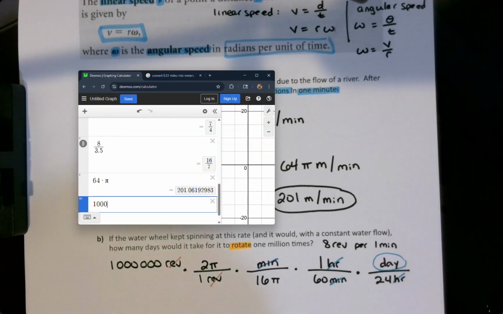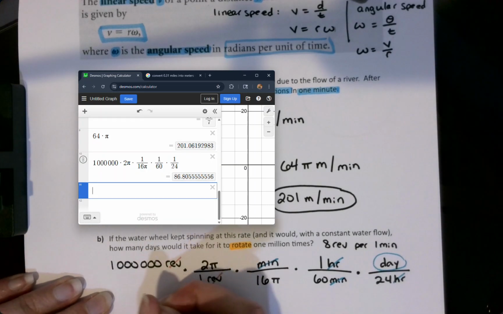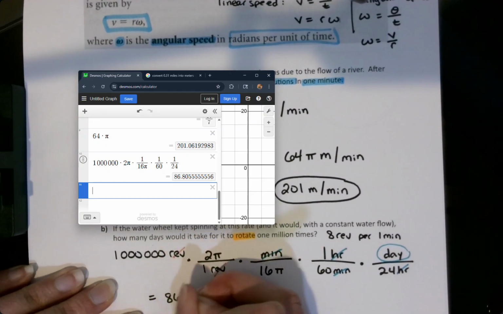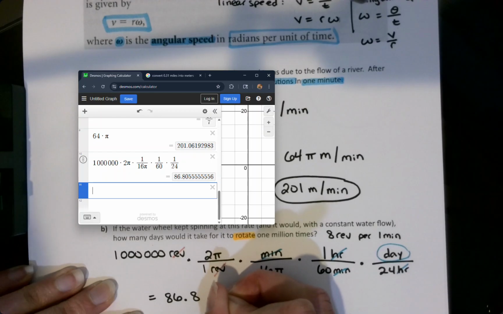I need to do the 1 million times 2 pi times 1 over 16 pi times the 1 over 60, and then finally times the 1 over 24 would come out as about 86.8 days.